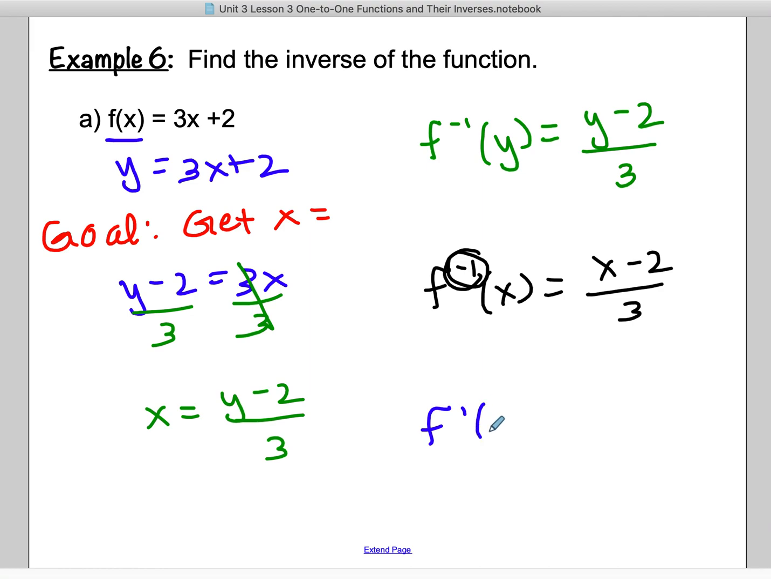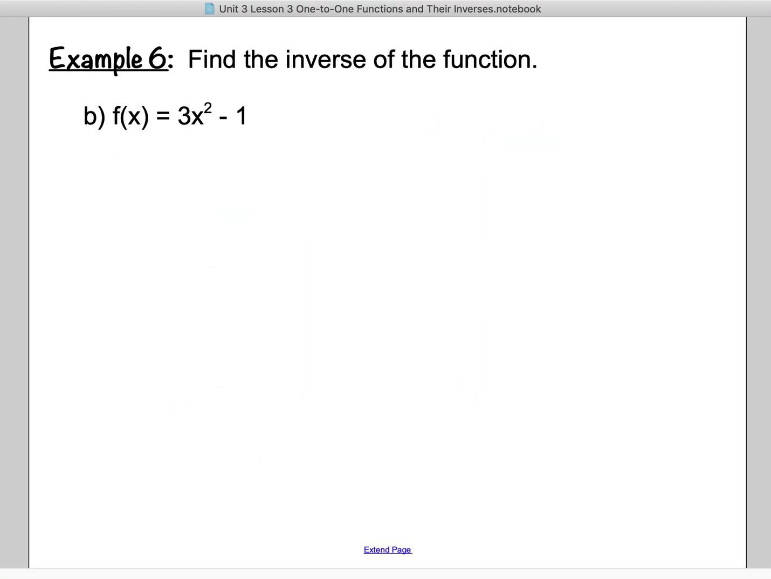Another equivalently great answer would be to divide each one by 3. So we'd have x over 3 minus 2 over 3. Both answers are great. This is f inverse. Okay, so there's example 6a.